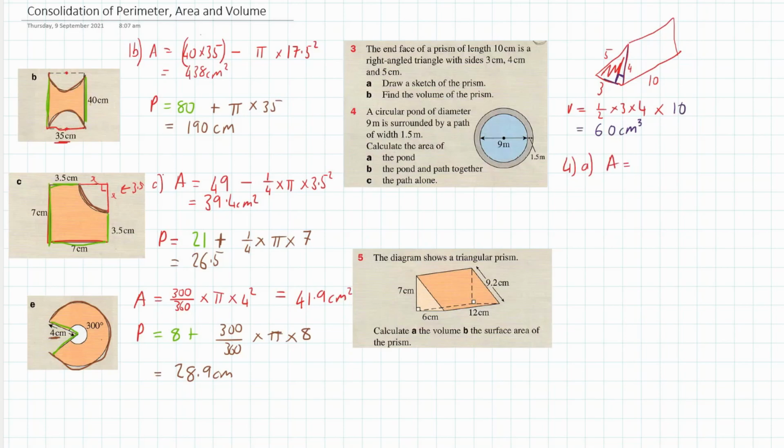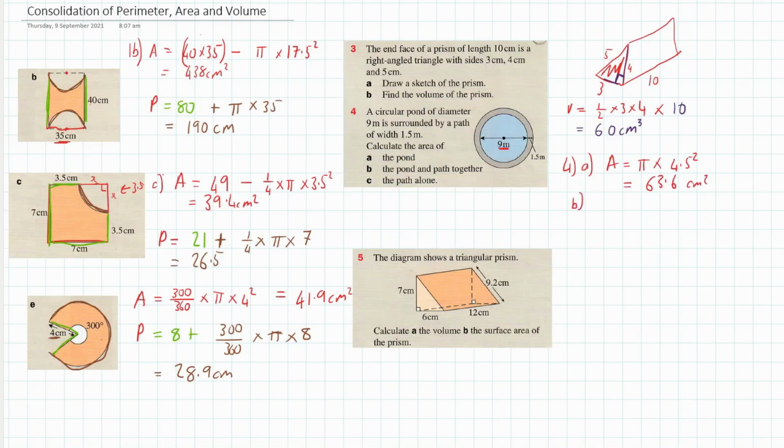Now, for number 4, we have a pond, and the area of the pond is equal to pi times r squared. Now, r in this case is half of 9, so that's 4.5 squared. And so we can go 4.5 squared times pi gives us 63.6. I'm going to save my unrounded number there, centimeters squared.